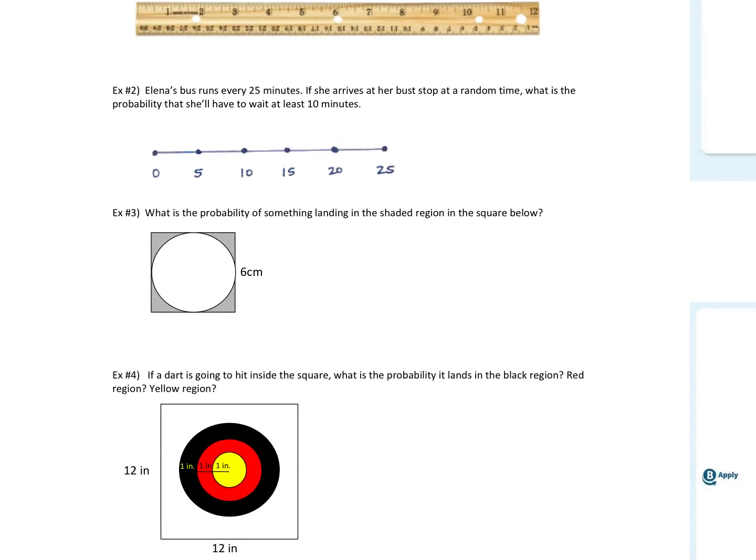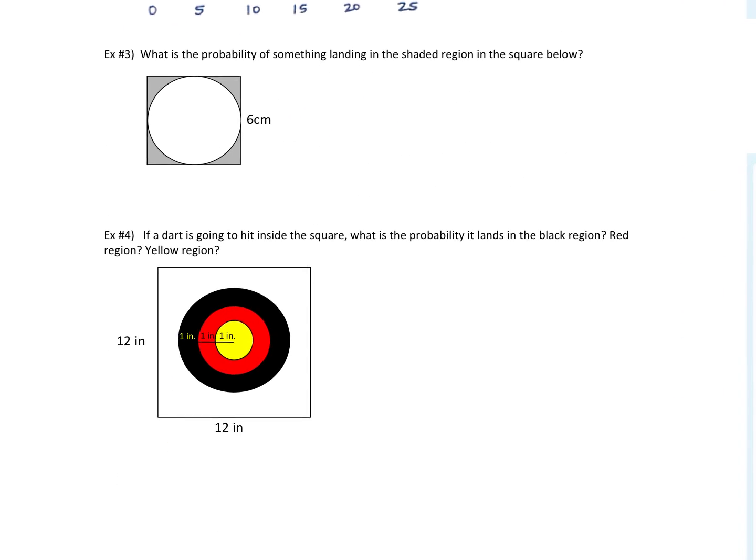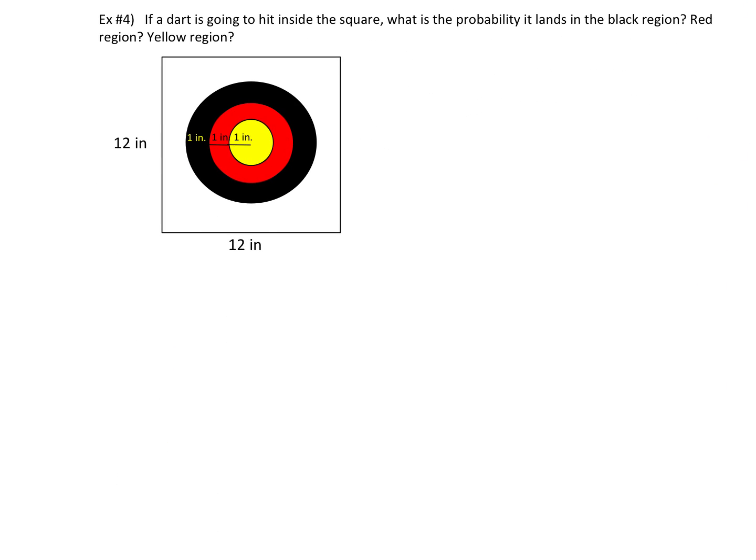Okay, look what you get to do tomorrow. Rulers, pictures, dartboards. Oh, it's going to be so fun.